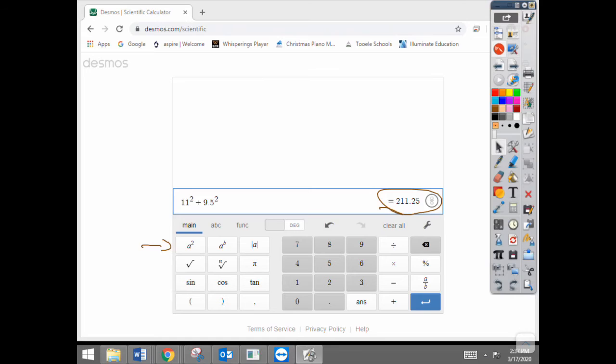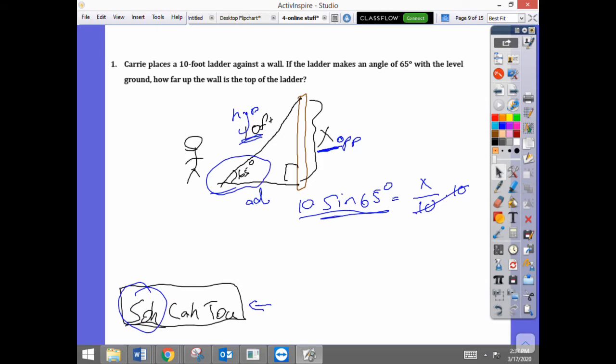I'm going to go to my handy dandy calculator here. I'm going to enter 10 times the sine of 65. Looks like my answer is 9 point. Let's round to the nearest tenth. From everything we do here, just to the nearest tenth. 9.1. So we can say this goes up the wall 9.1 feet. And there's our answer.